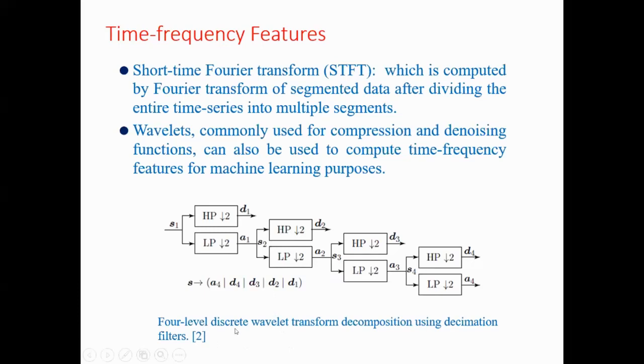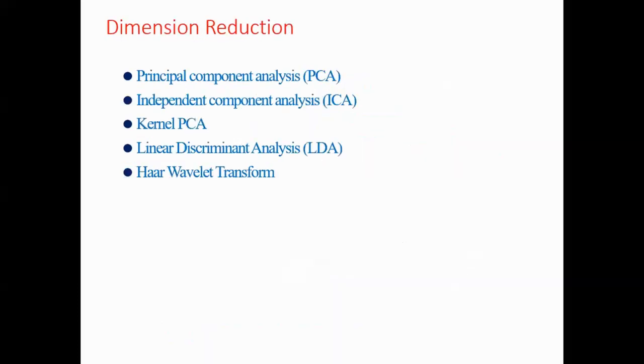So in this figure, you see a 4 level discrete wavelet transformation, using discrimination filters. Then once you extract the features, you may go for dimension reduction. And for dimension reduction, the mechanism you mostly prefer is principal component analysis, where you are projecting the data along the principal axis.